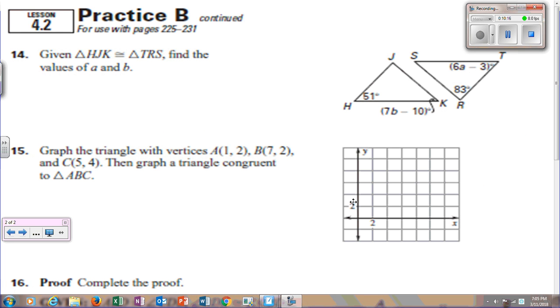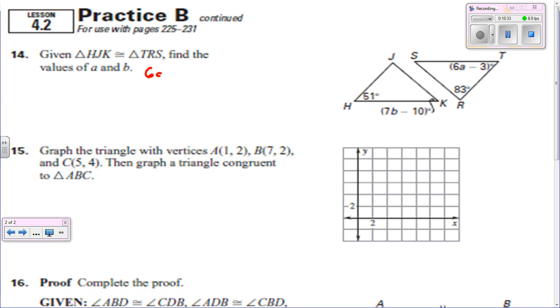On the back side, so you're given triangle HJK is congruent to triangle TRS. Find the values of A and B. So I check to see what T is congruent to. T is congruent to H. H is 51. So it's 6A minus 3 equals 51. Add the 3 to both sides. 6A equals 54. Divide by 6. A equals 9.